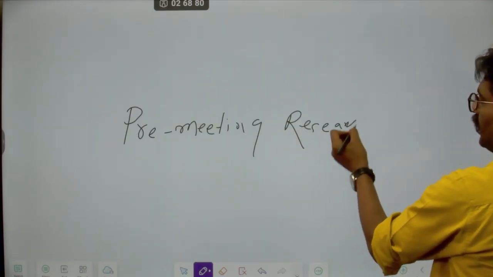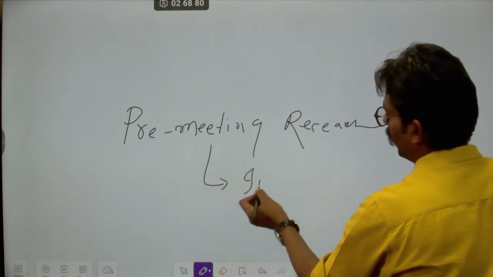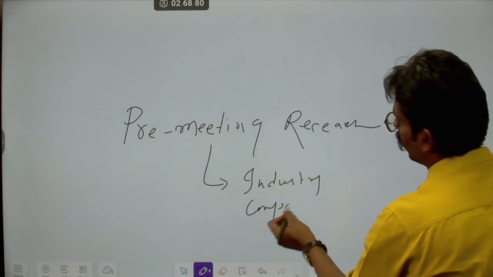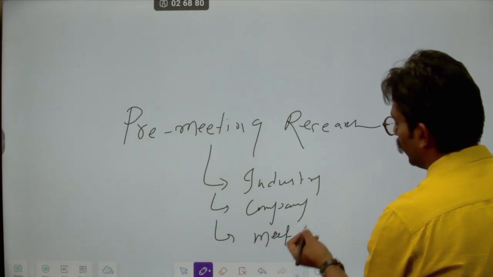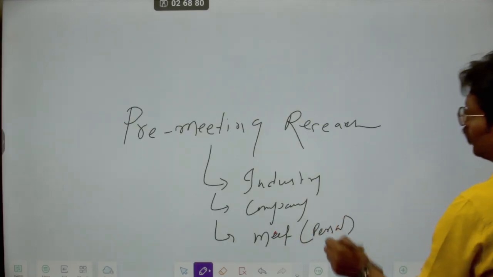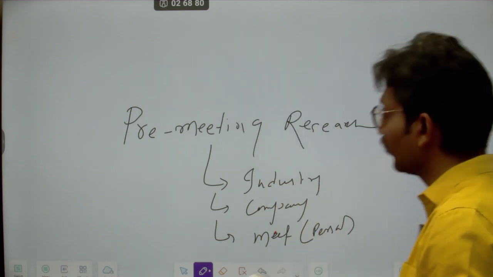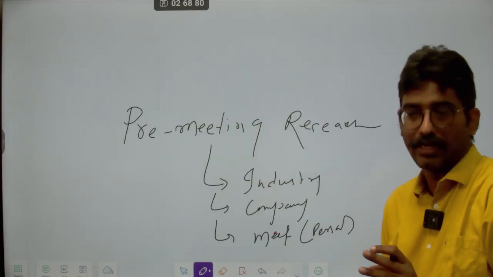Research. Exactly. Okay. How would you do that? Research on the industry, research on the company, research on the person you are going to meet. So check on all those factors. So there is a pre-meeting research. Very, very important, because it is difficult to get that person again, to catch hold of that person again.